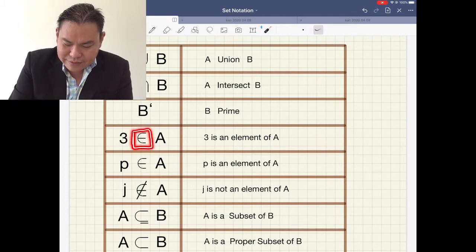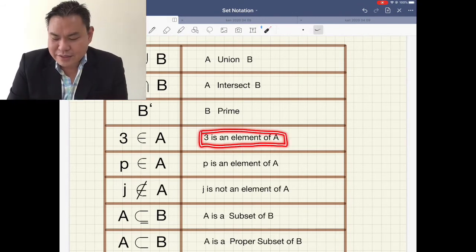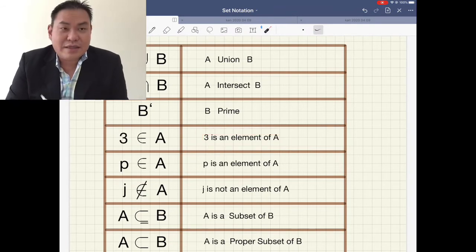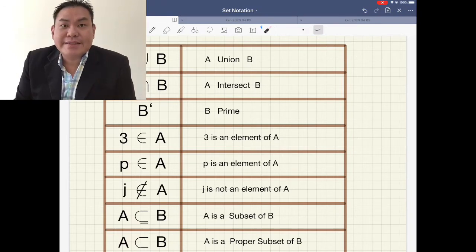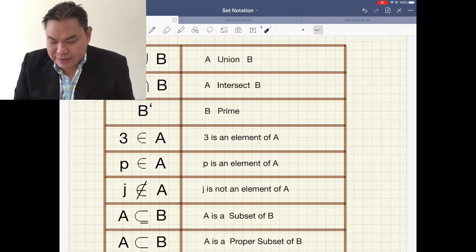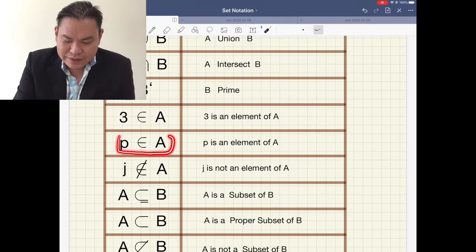This symbol looks like letter E. It is called element. So this notation is read as 3 is an element of A. 3 is an element of set A. Inside that set is not only numbers. It can be letters also. It can be anything, right? Like this one, P is an element of A.